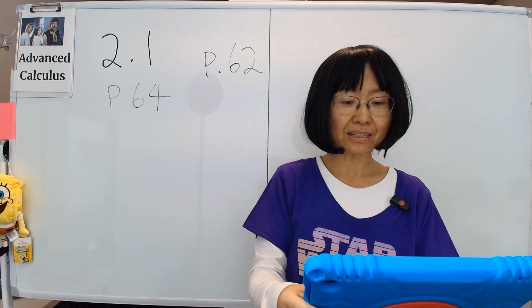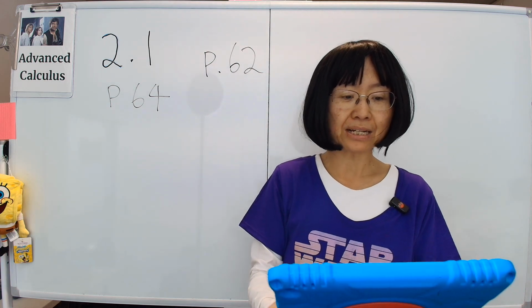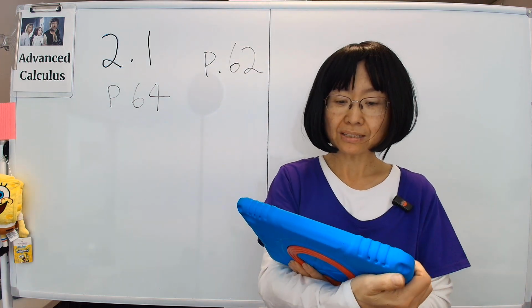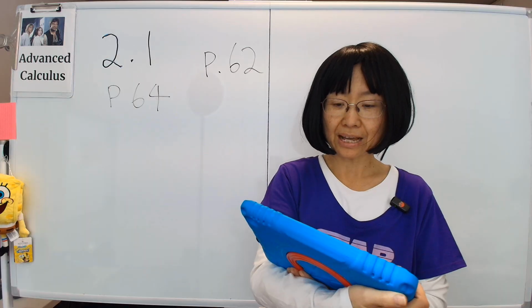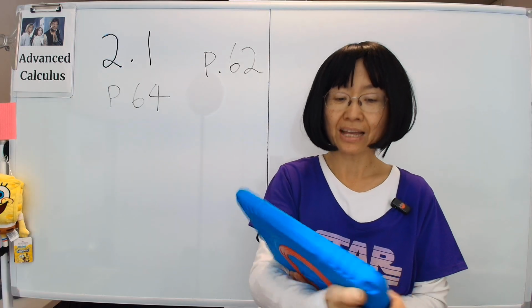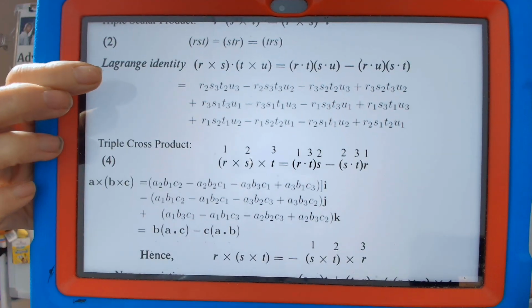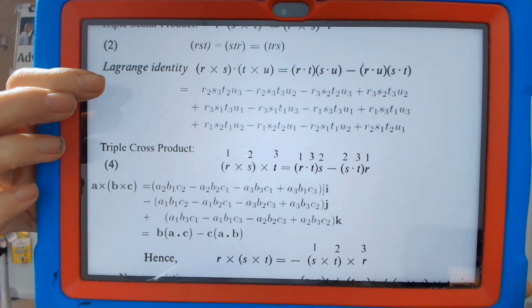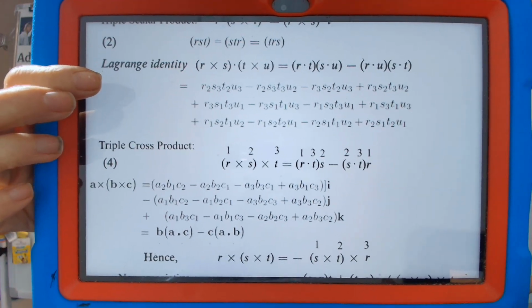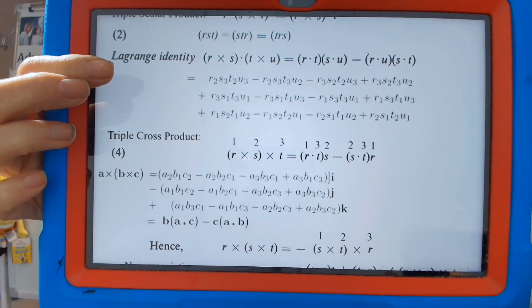The next thing we need to look at is the Lagrange identity, which I don't think was proved in the earlier classes. This is the first time we look at it, and we are going to look at it like this. It's quite a complicated situation, right? You have to do the cross products and dot products, and they appear on both sides.